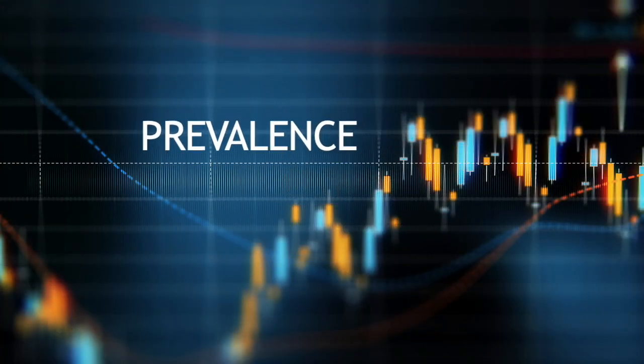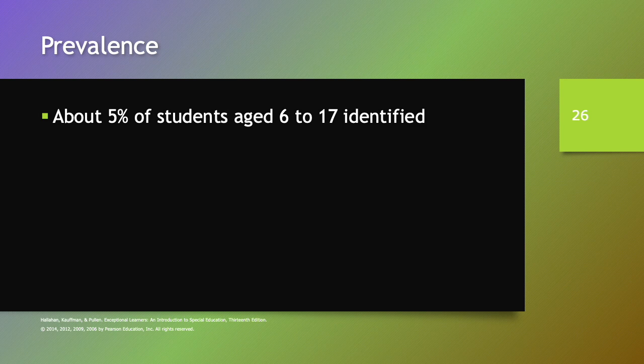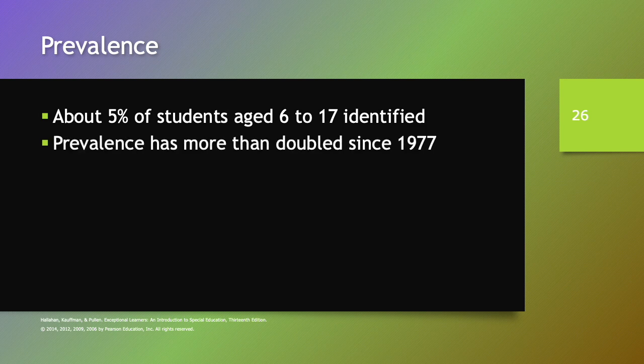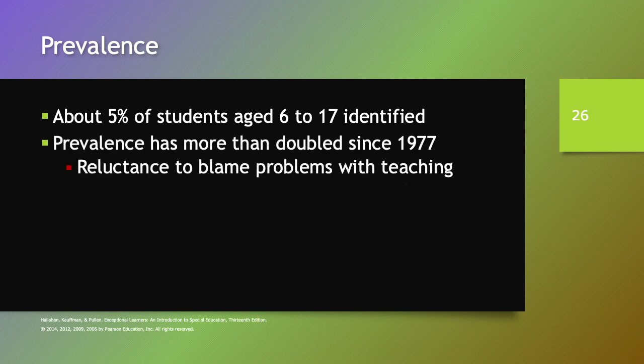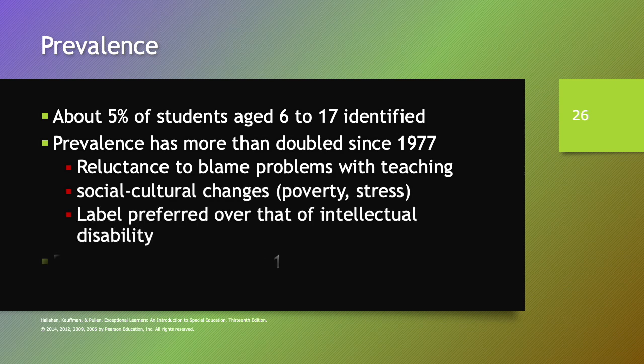So let's look at the prevalence. How often will we see learning disabilities? Approximately 5% of students aged 6 to 17 have been identified as having a learning disability, and this prevalence has more than doubled since 1977.